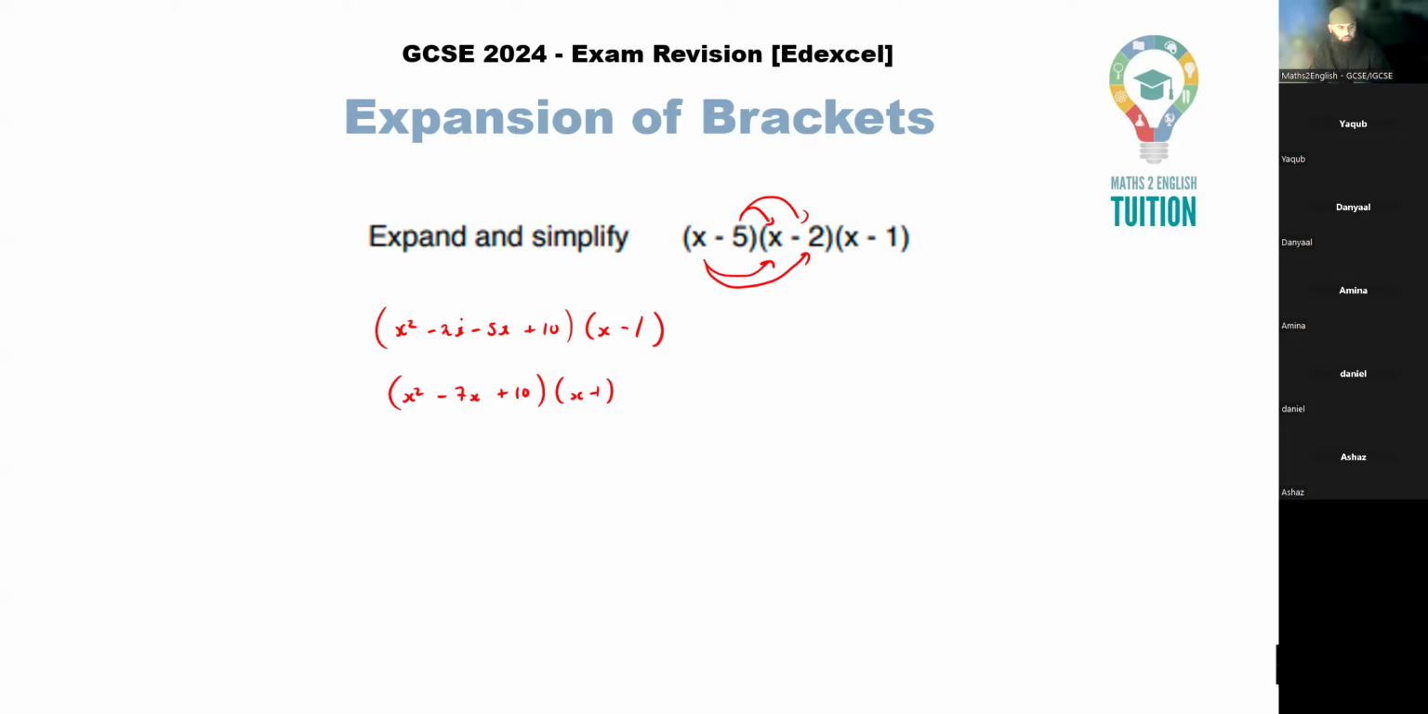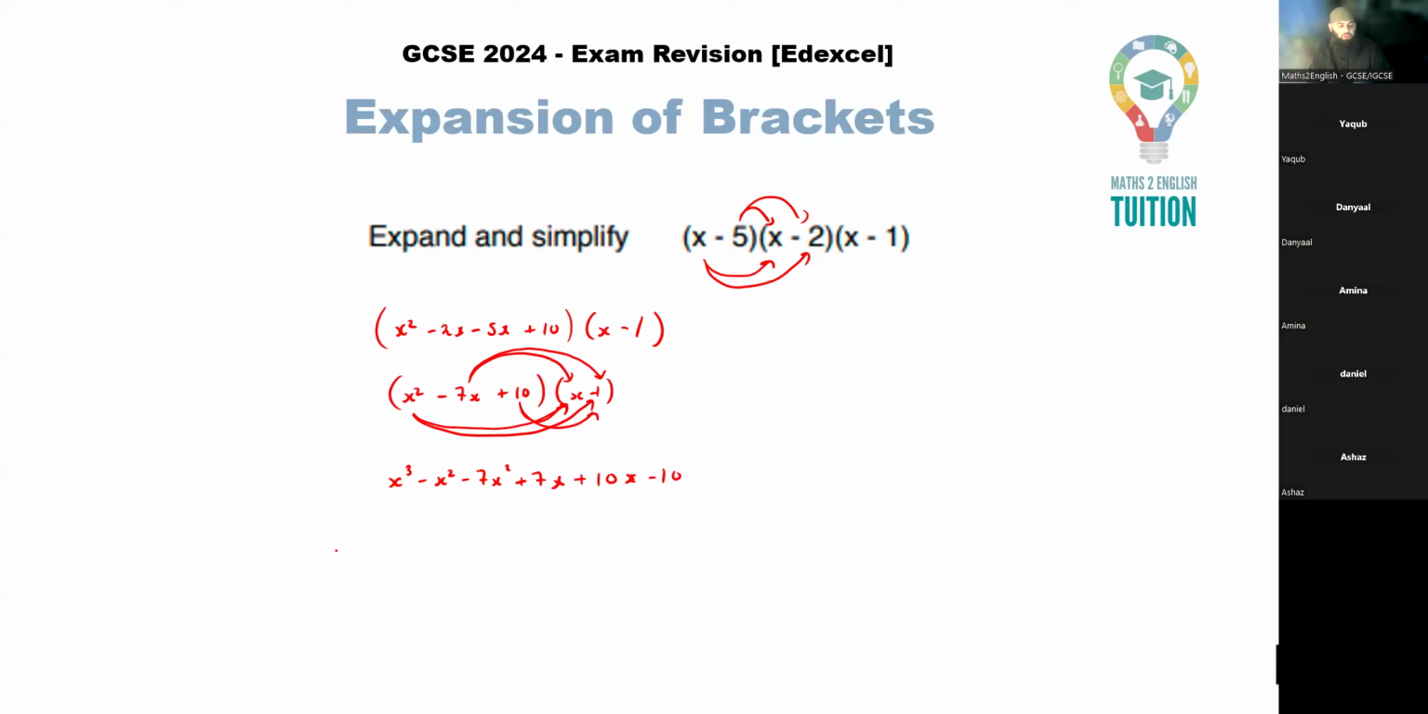Okay, so now we're going to expand this. x squared times x is going to give me x cubed. x squared times minus 1 is going to give minus x squared. Minus x times x is going to give me minus 7x squared. Minus 7x times minus 1 is going to give me positive 7x. And then we have 10 times x, which gives positive 10x, and 10 times minus 1 is going to give minus 10.